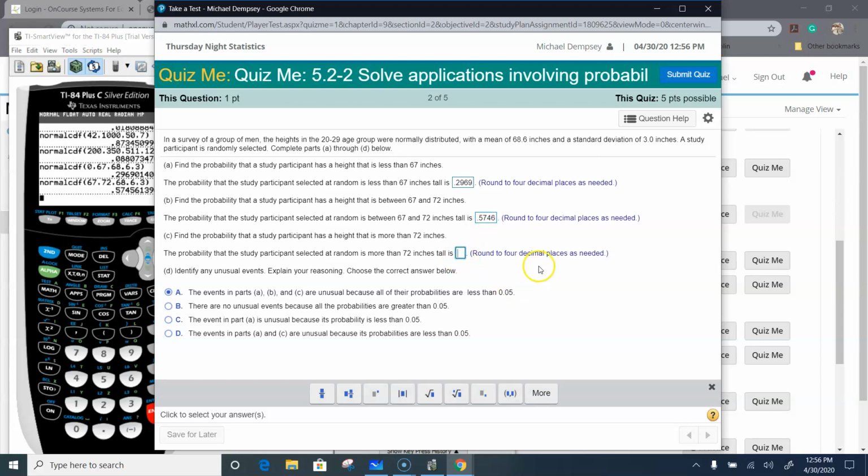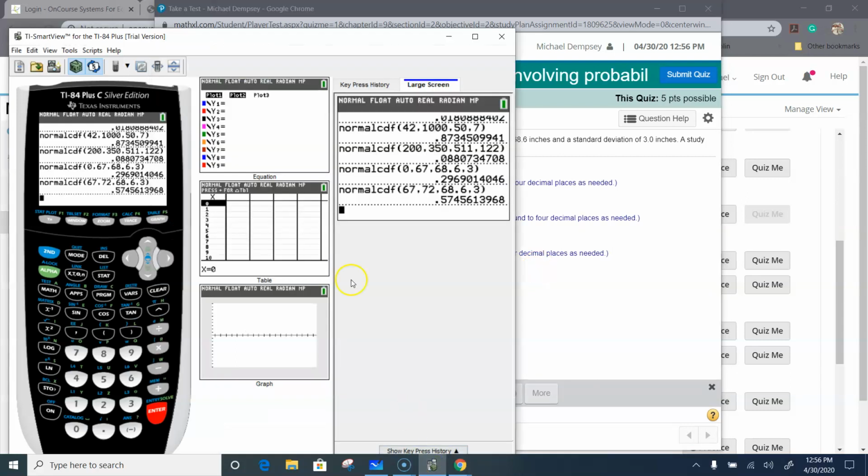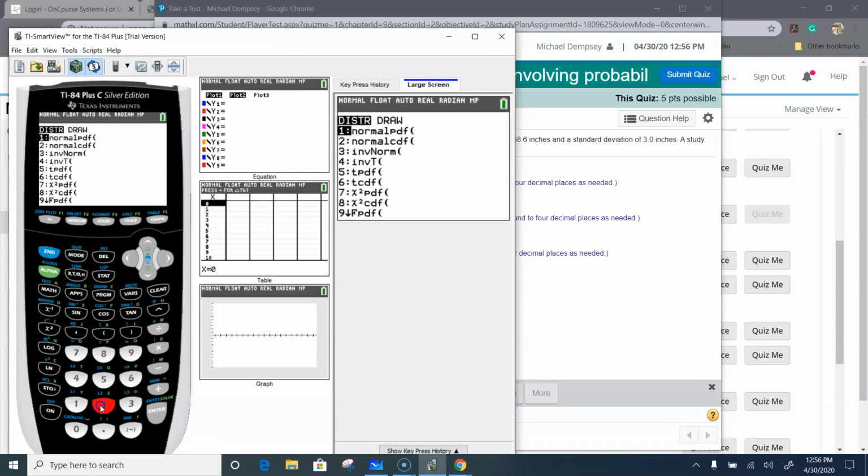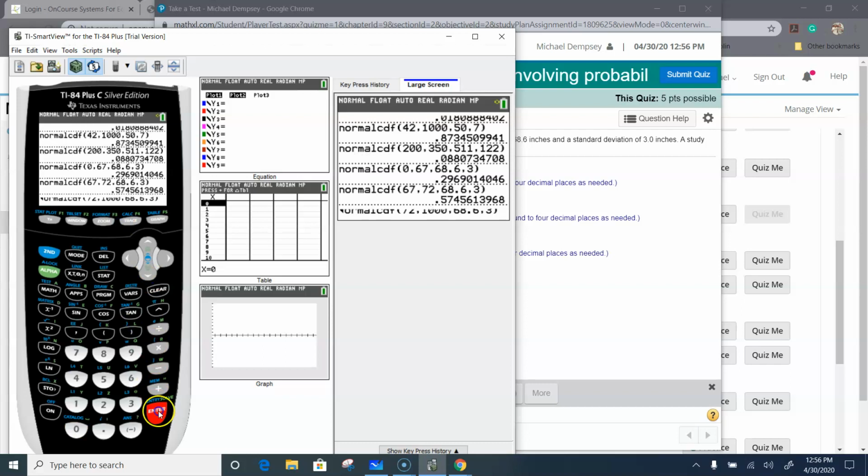Okay. More than 72. Let's go back to the same thing. So now 72 becomes my lower limit. More than 72, so let's just put something really high here, like 1,000. Can't go too high with that. 0.1285.